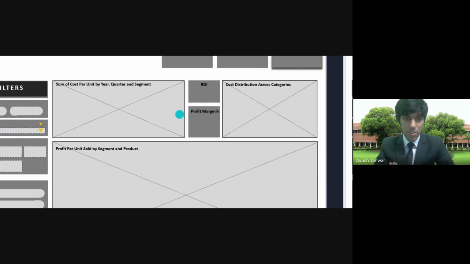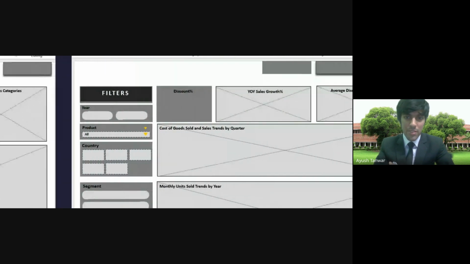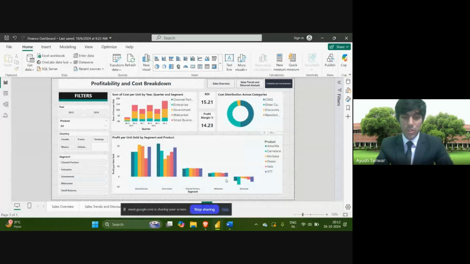So this is the dashboard for the basic first page. Right. Sorry, this is the dashboard for the third page. And this is the one for the second page. I'd actually like to show you the dashboard once. Just give me a second. I will present the dashboard. I hope you guys can see my entire screen.